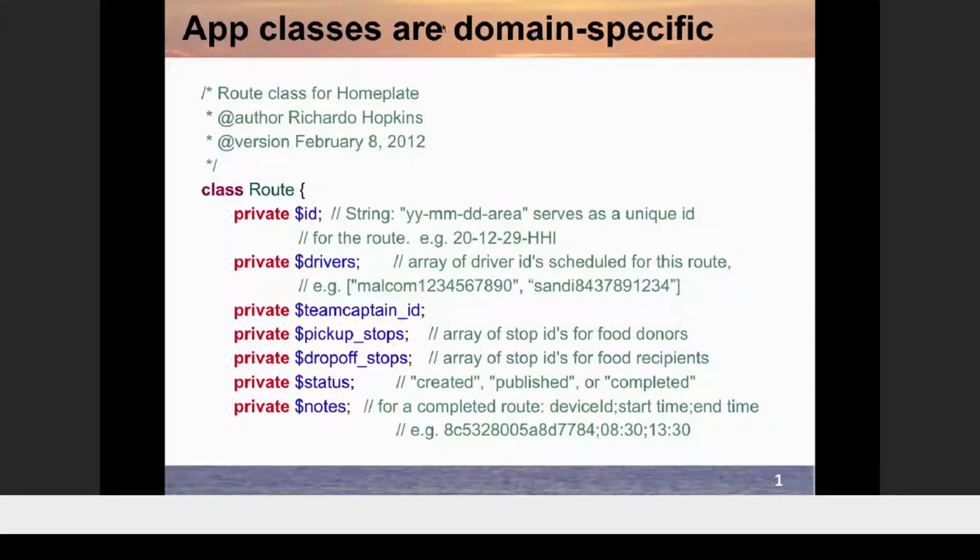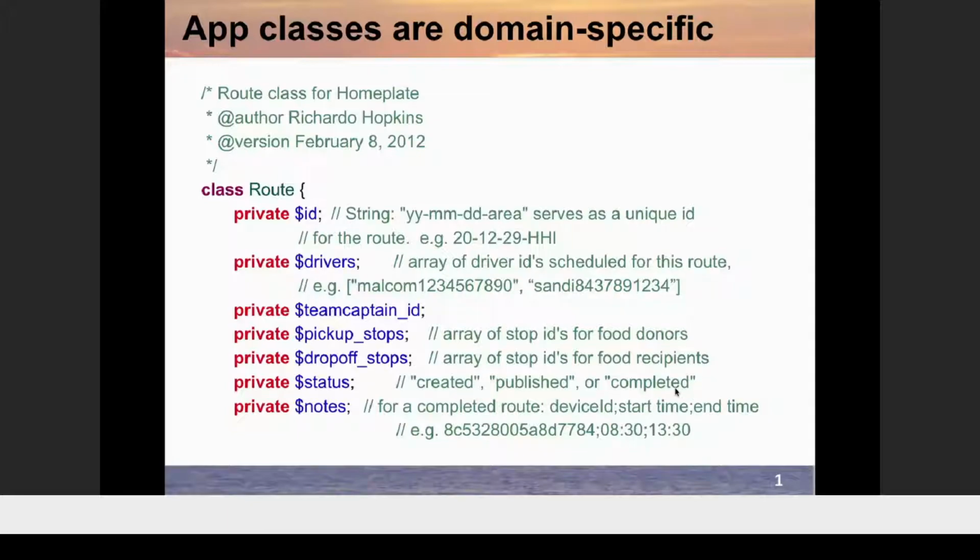Okay. Application classes are also domain specific. These are the drivers. There's the team captain. These are the pickup stops. It's a simple array. It's an array of drop-off stops. Then there's the status of the route as it goes through different incarnations of itself as time goes by. You think about today versus yesterday versus tomorrow. You're creating tomorrow's routes, so the system does that. It generates routes automatically, and it publishes them.